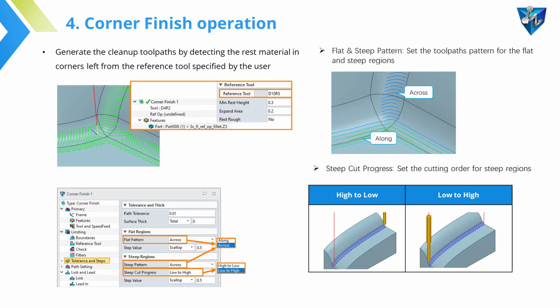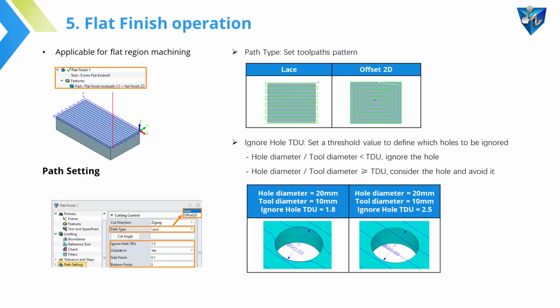The next operation is corner finish. It will detect the rest material in corners left from the reference tool specified by the user. Then generate the cleanup toolpath. It also has different toolpath patterns in flat or steep regions, along and across. And the steep cut progress, high to low or low to high. And next is the flat finish operation. It's applicable for the flat region machining.